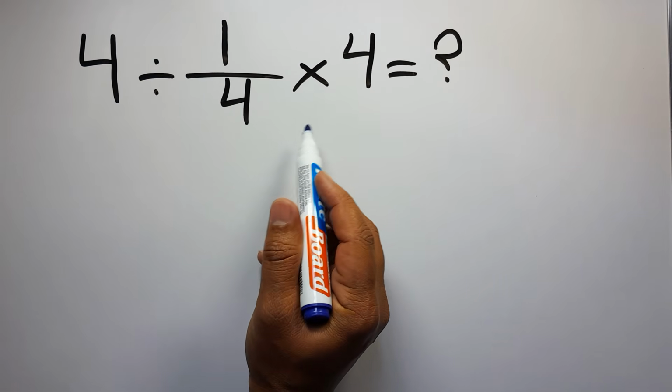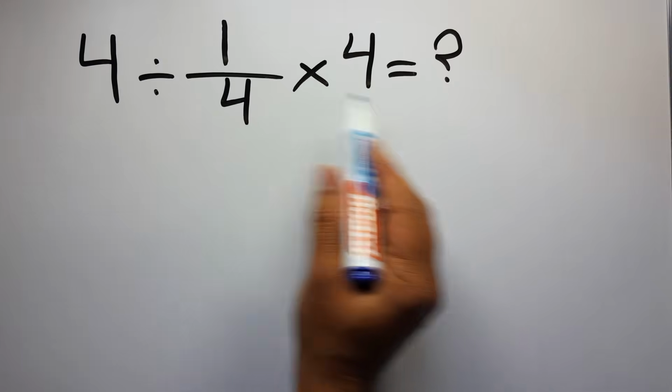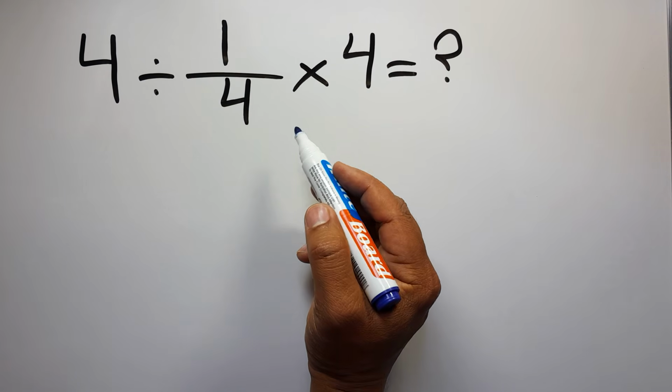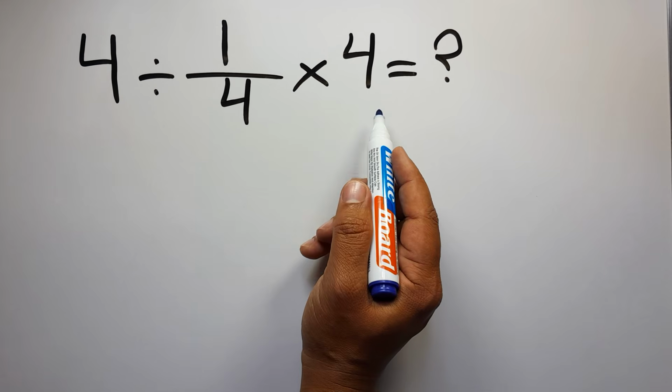In this video we want to find the value of this expression: 4 divided by 1 over 4, then times 4. Are you ready to solve? Let's go ahead and get started.